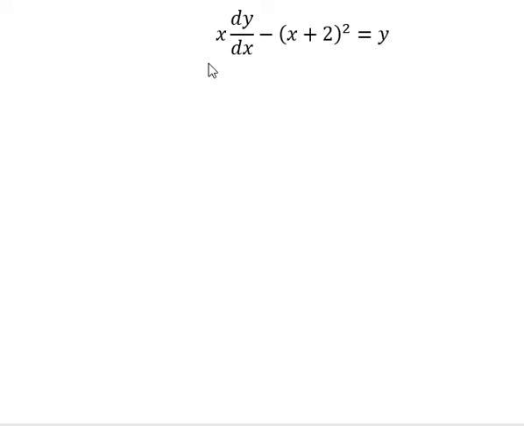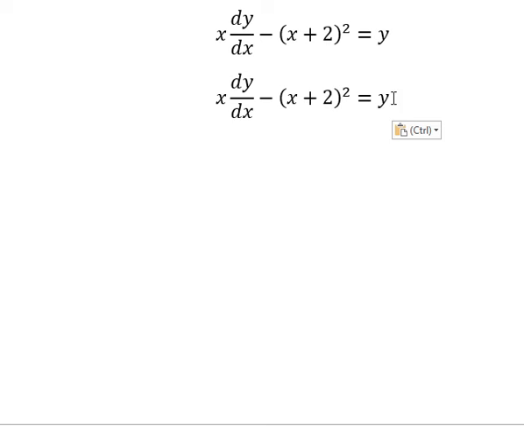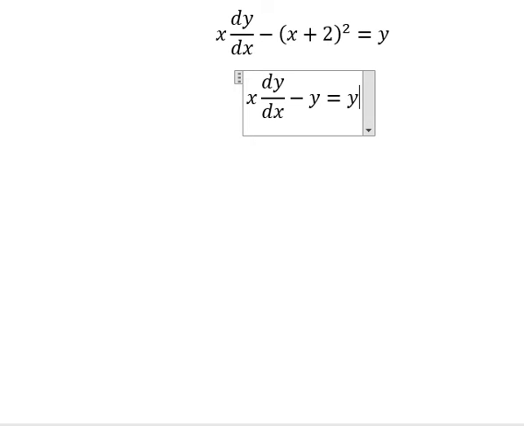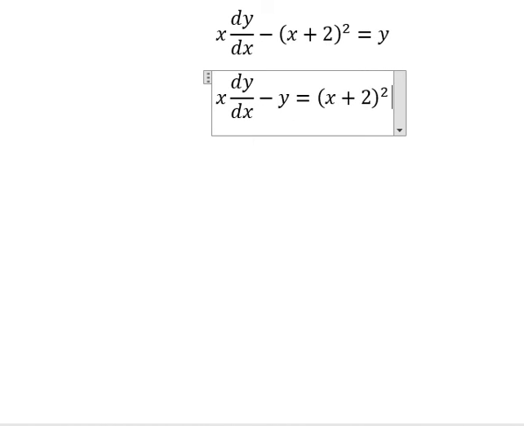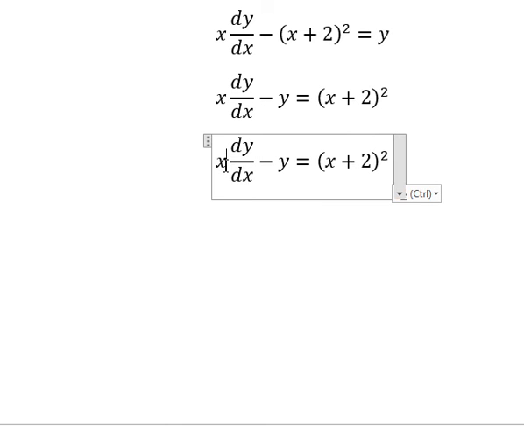The topic today is about differential equations. So now I will show you how to answer. I will put y to the left and this one to the right. Next, we divide both sides by x.